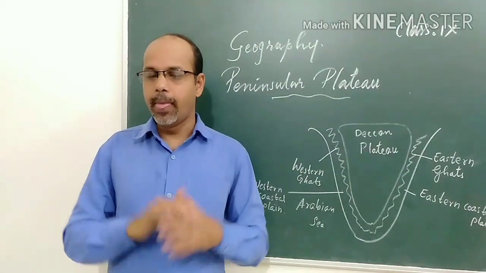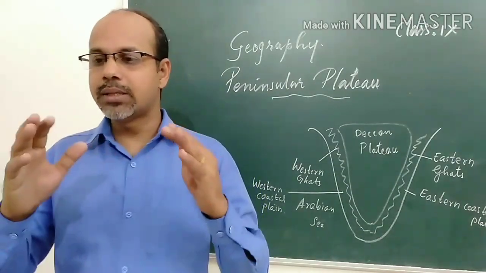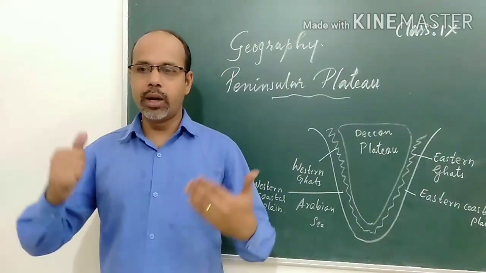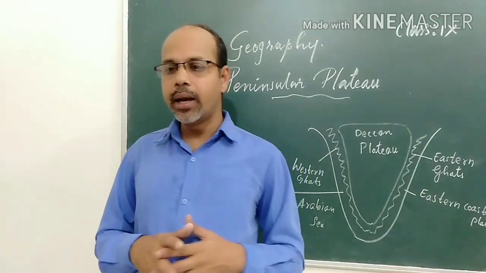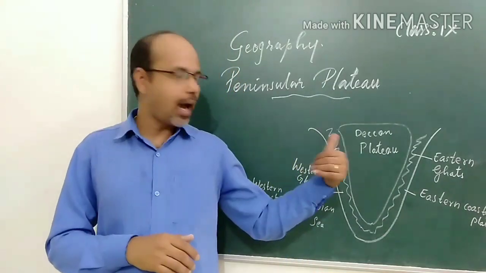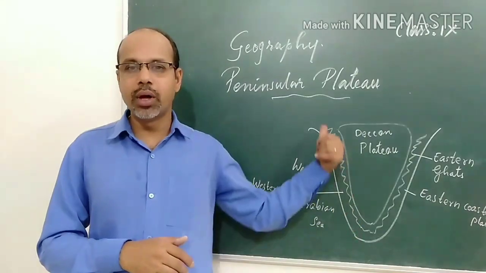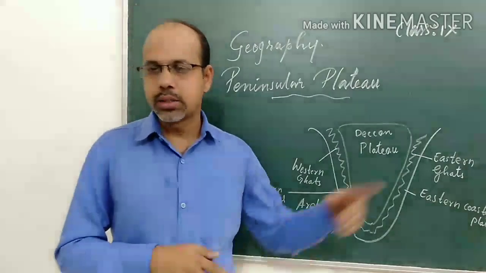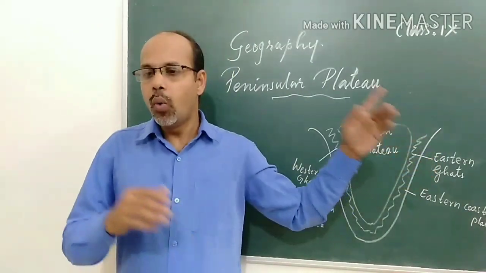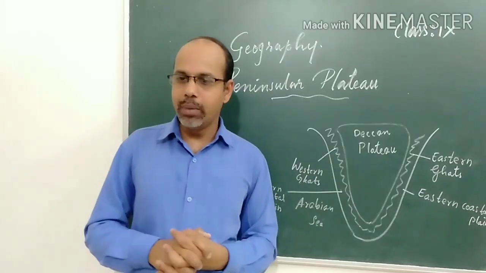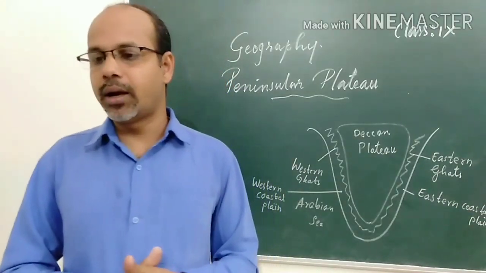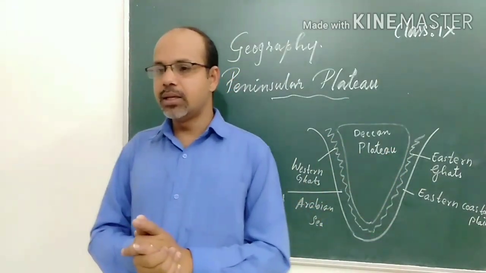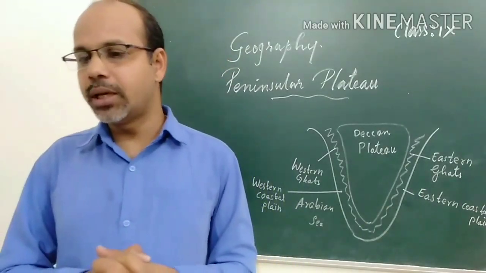Anamudi is 2695 meters, the highest peak, and Doddabetta is 2637 meters. These are the highest peaks in the south of the Western Ghats. The Eastern Ghats also have some high mountains. Mahendragiri, which we have already studied, at 1501 meters, is the highest peak in the Eastern Ghats.